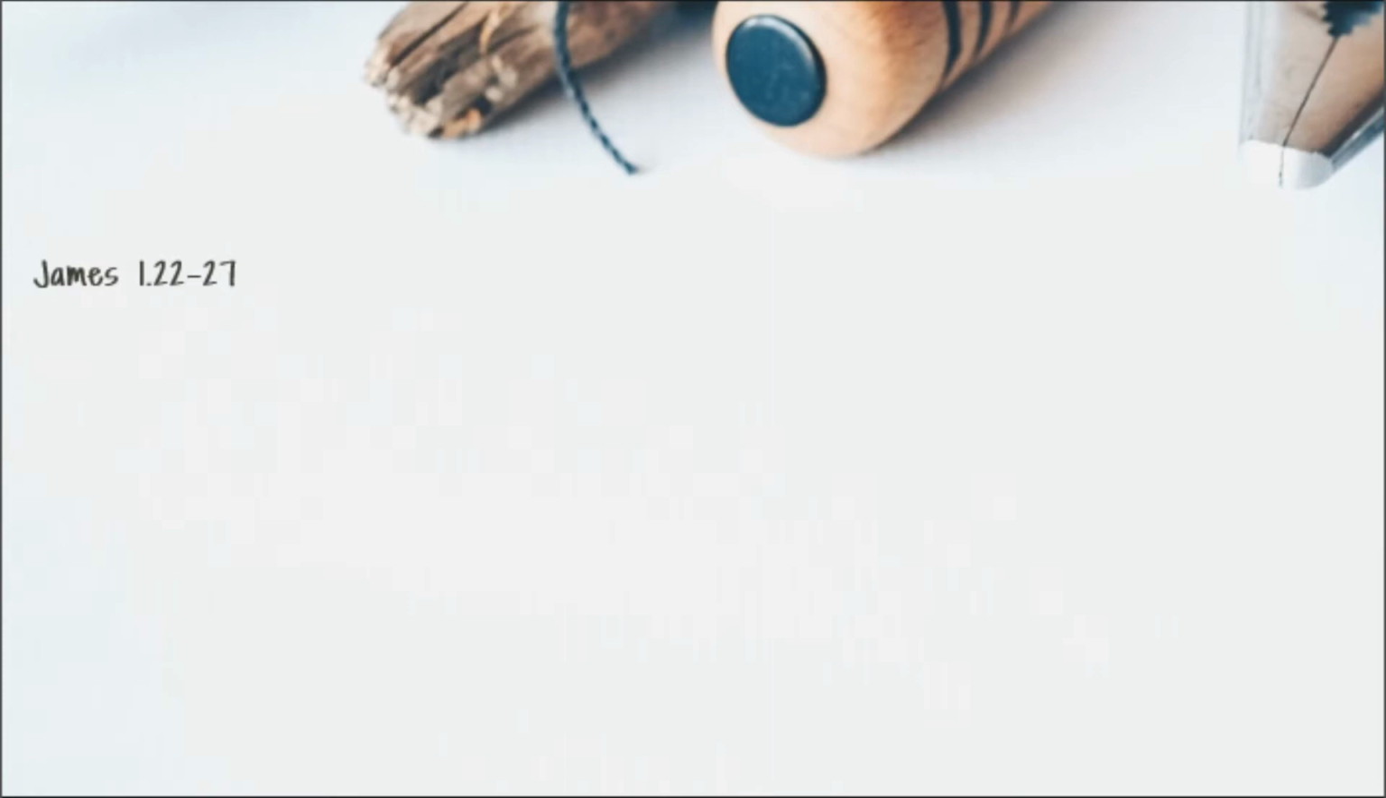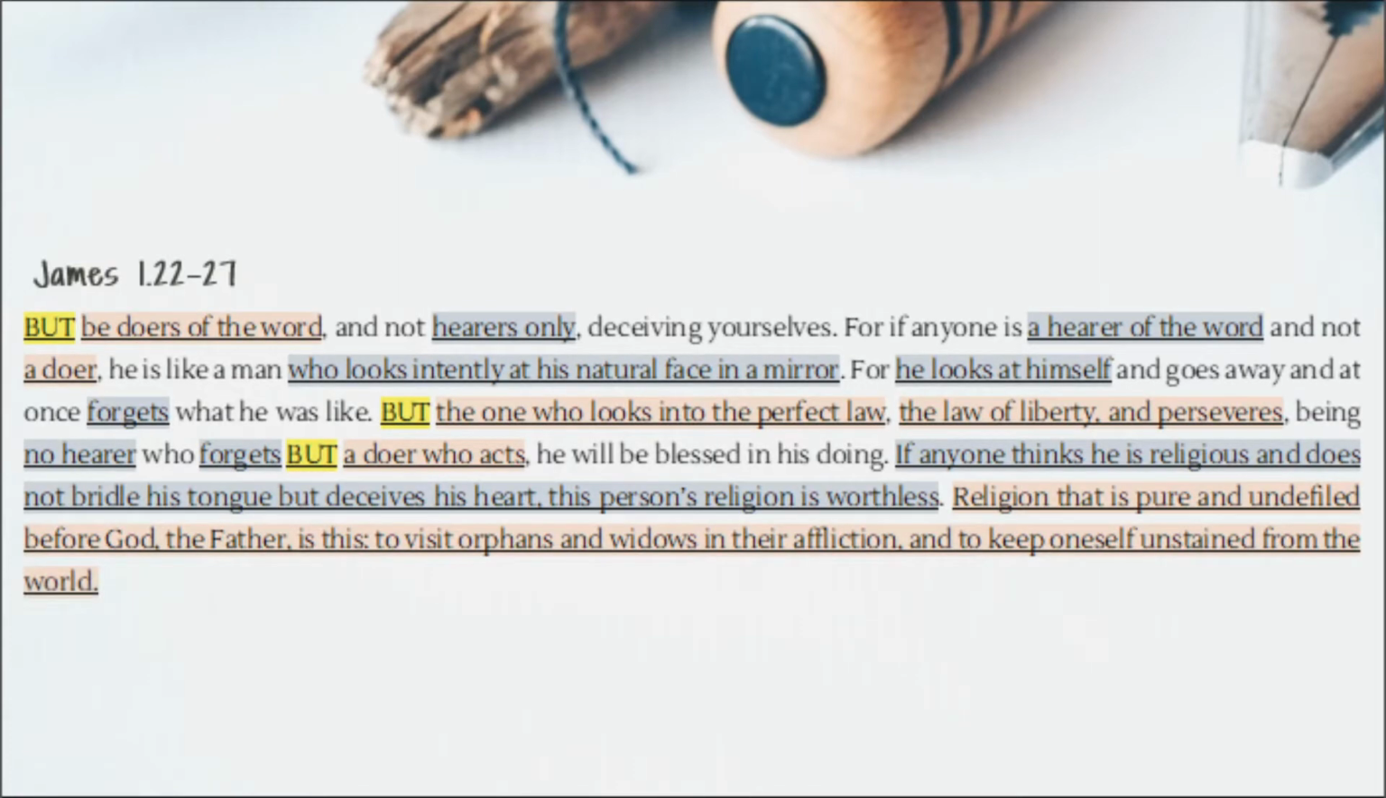Okay, James chapter 1. But be doers of the word and not hearers only. Doers, not hearers. Again, I have what we should be doing in one color, what we should not be doing in another color. That helps me a lot. So we should be doers, not just hearers. I've got doers in pink, hearers in blue, and that's the vein that I'm going to carry on.